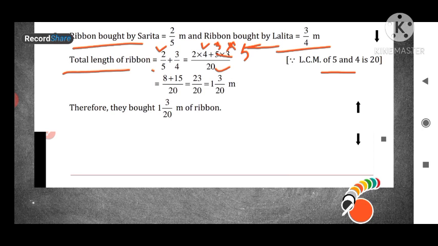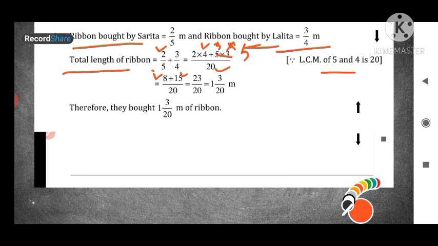So the value will be the same. I have just written 5 into 3 or 3 into 5, it is the same. So according to the step, first we will write 3 into 5. Now 2 into 4 is how much? 8, and 3 into 5 is what? 15. Now if you add 8 plus 15, you will get 23. Now 23 upon 20. 23 is greater, which means the numerator is greater than the denominator. If the numerator is greater than the denominator, then what do we have to do? We have to write it as a mixed fraction, isn't it?